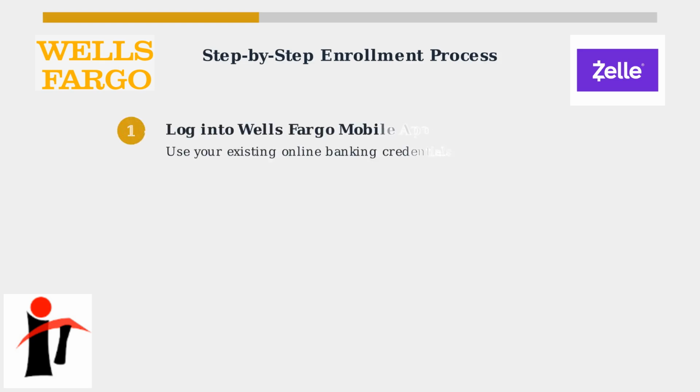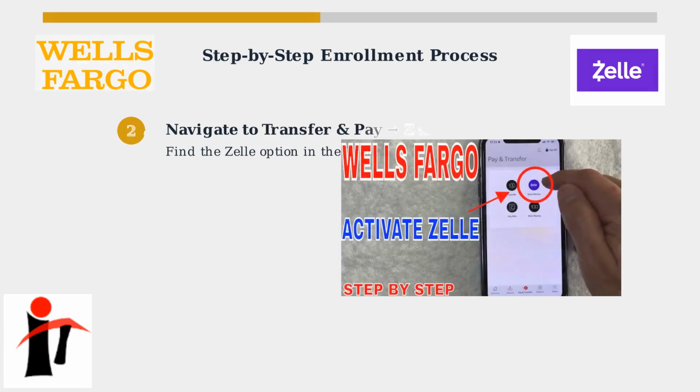Step 1. Open the Wells Fargo mobile app and log in using your existing online banking credentials. Make sure you're using the most recent version of the app. Step 2. In the app, navigate to the Transfer and Pay section, then select Zelle. You'll see the Zelle Send Money option prominently displayed as shown here.